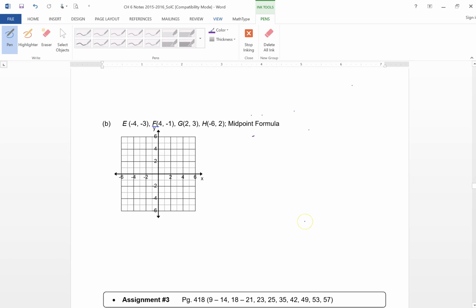For the next one, we want to use the midpoint formula. So let's plot these again. H is at negative 6 and 2. E is at negative 4, negative 3. F is at 4 and negative 1. And then you have G, 2 and 3. So here's what this looks like.